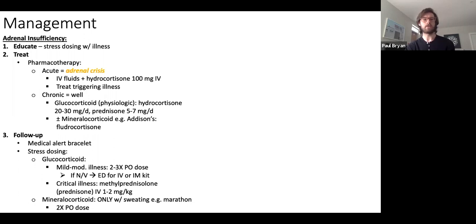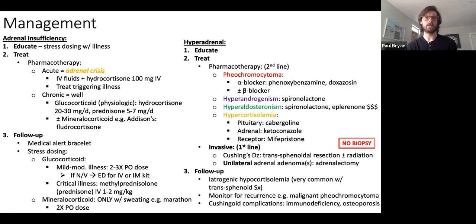Now, when it comes to mineralocorticoids, you don't really need to stress dose it. You only stress dose it if someone is sweating significantly. For example, they're out to run a marathon, and then you maybe double the PO dose of fludrocortisone that they might be taking. Okay, moving on to the hyperadrenal states.